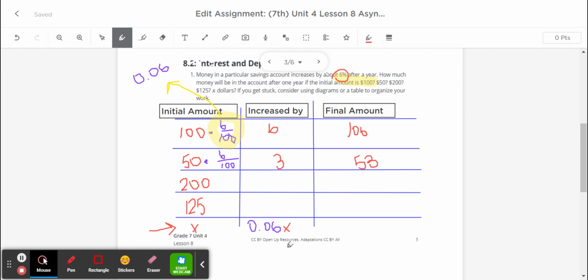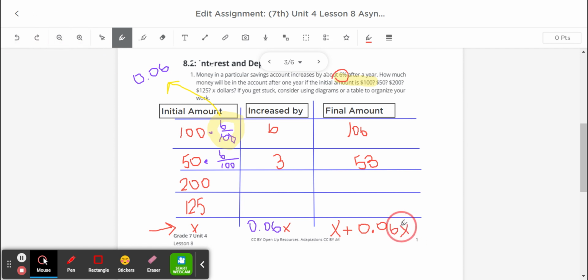This shows us how much interest we made. And then to find the final amount, we're simply adding x plus 0.06x. And that tells us the total.